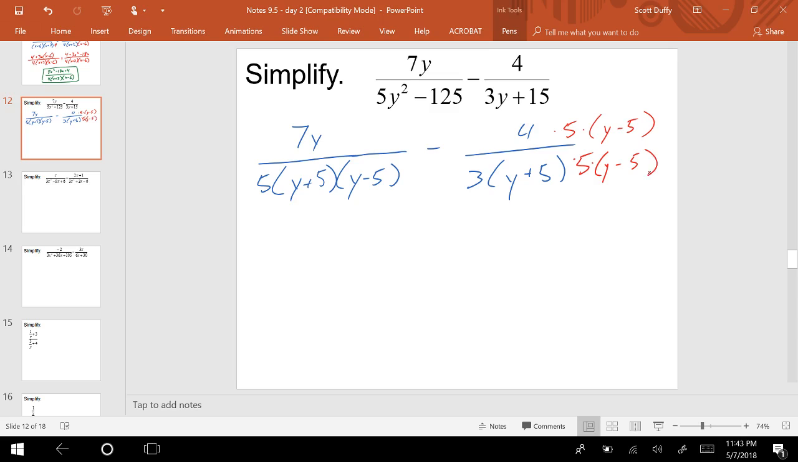What does the original denominator of the right have that the left doesn't? Well, they both have y plus 5, but the left doesn't have a 3 on the bottom, so multiply both the top and the bottom by 3.